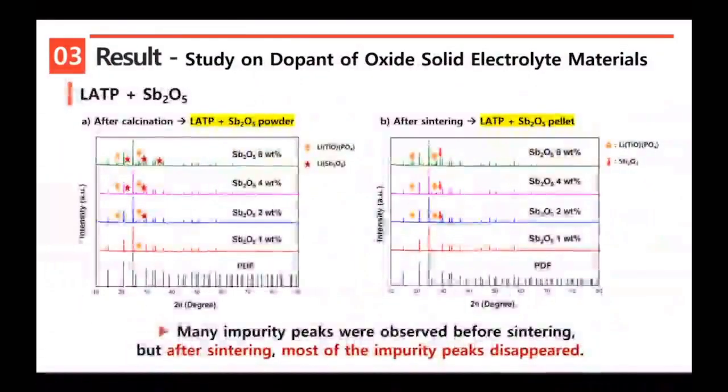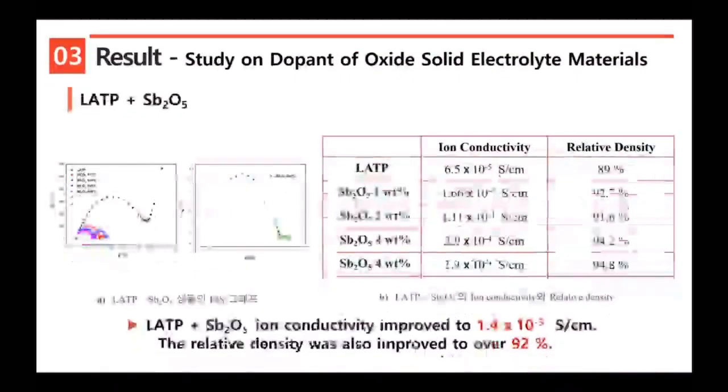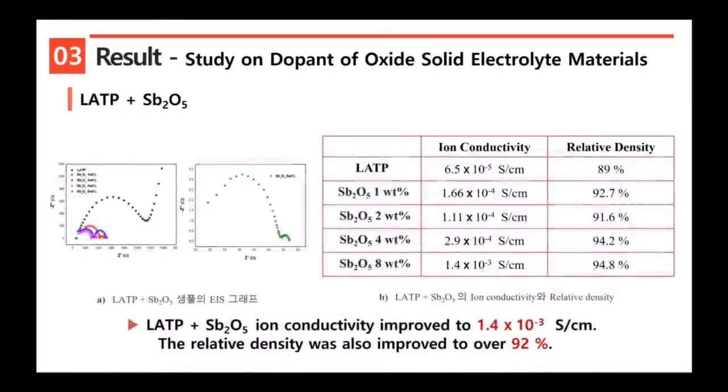Lastly, these are all characteristics of LATP with antimony added. After the sintering process, it can be assumed that the synthesis was done properly because the impurity peaks seen in the powder were not visible in all pellets, and a much clearer phase appeared. All pellets added with antimony had much reduced resistivity compared to the basic LATP.